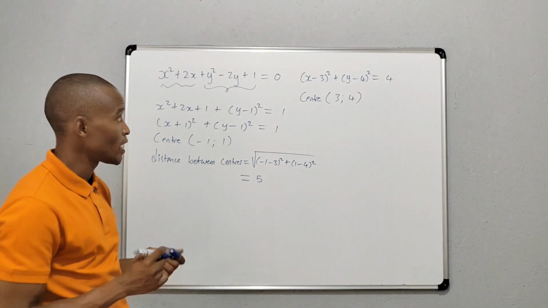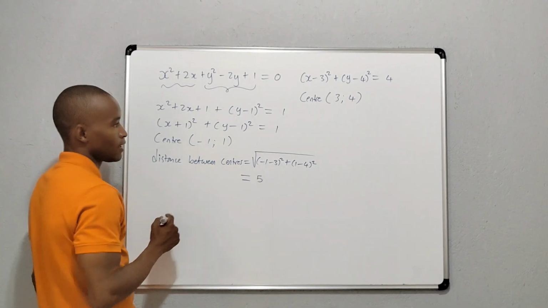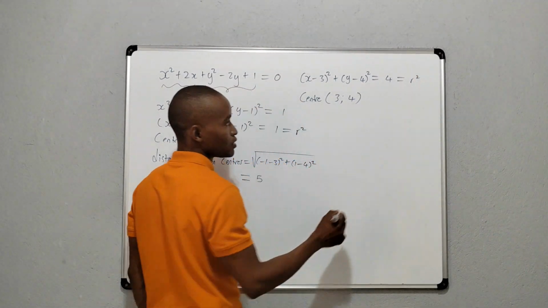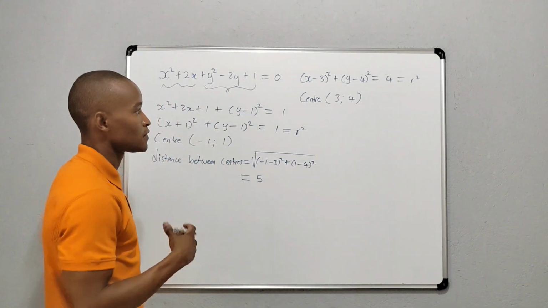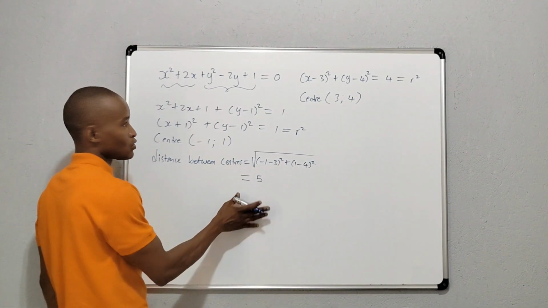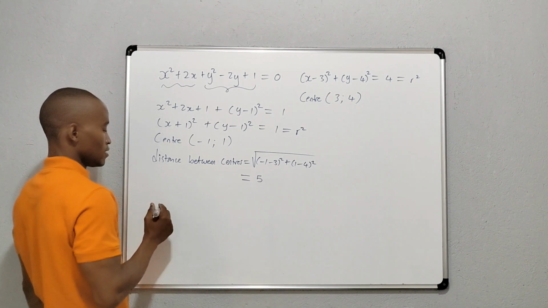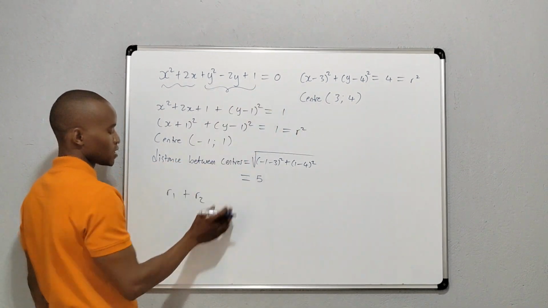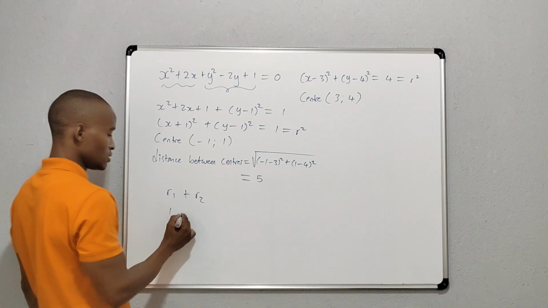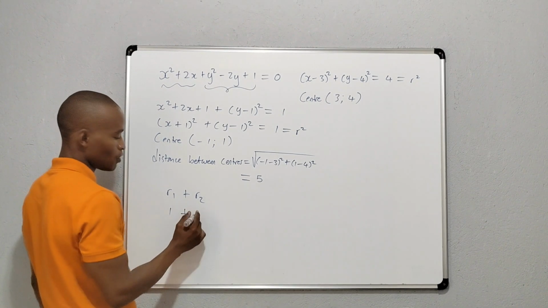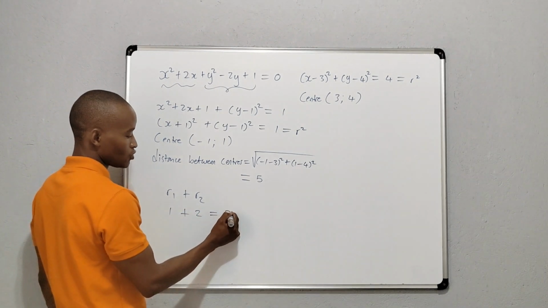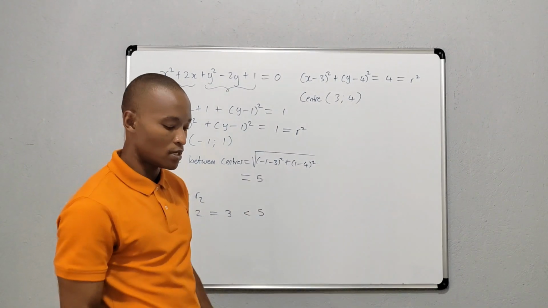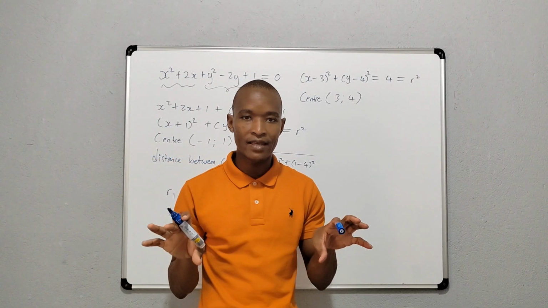Okay, let us compare now with the radii. Now this is r squared, this is r squared. You need to add up the radii and figure out if it is greater than, equal to, or less than 5. So r1 plus r2, I'll call this circle 1, that will be circle 2. So radius 1 and radius 2, the square root of 4, that will be equal to 3, and definitely it is less than 5, meaning that definitely the circles do not make any contact.